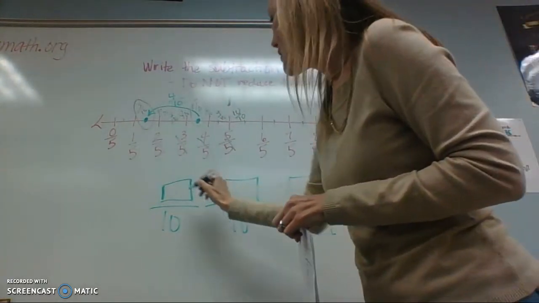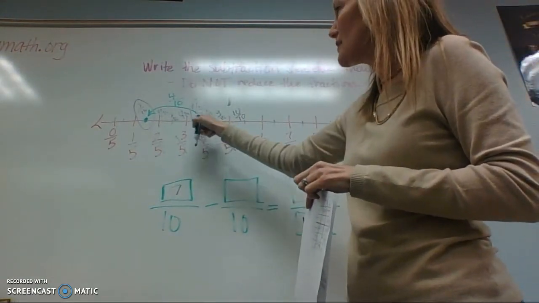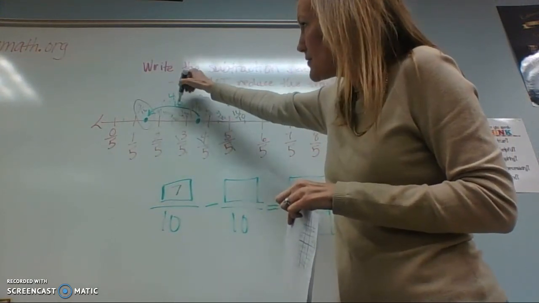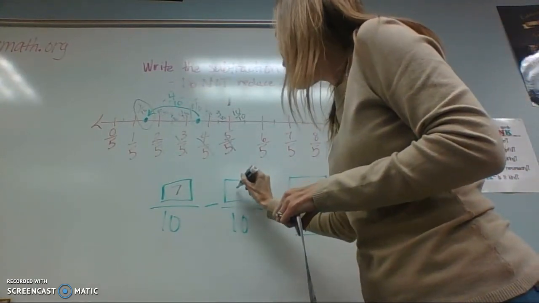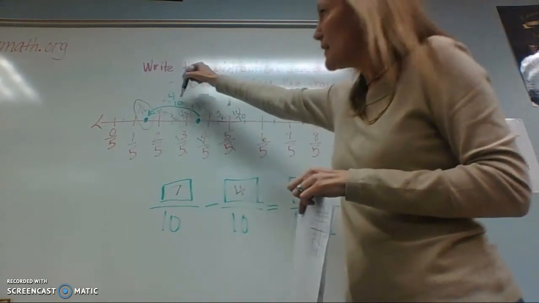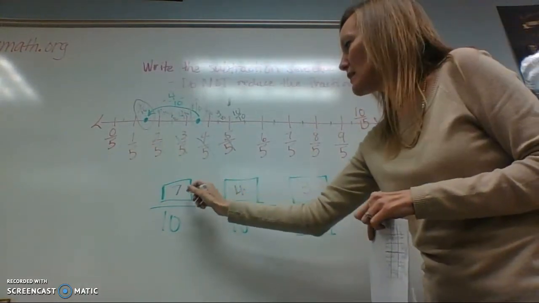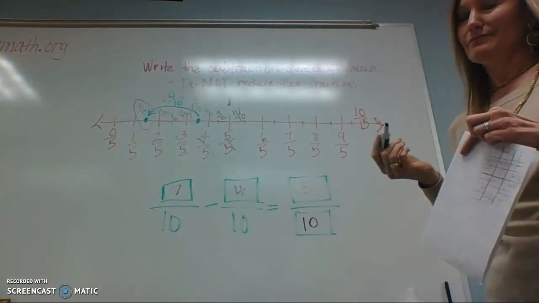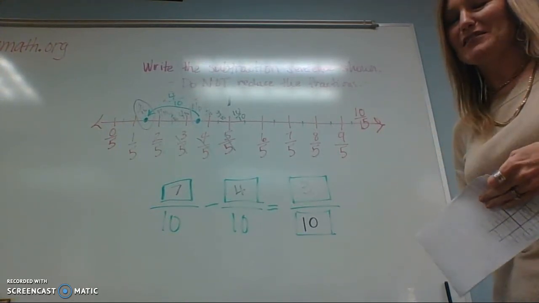So I'm going to start with 7 tenths and I'm going to subtract 4. I'm taking away 4 tenths, right? Because that's what it even gave me, that information. So I'm going to take away 4 tenths, and then that means it's going to get me all the way over here to my answer, which is 3 tenths, because 7 minus 4 equals 3. 3 tenths. Hopefully that makes sense. If it doesn't, let me know and I can try again.